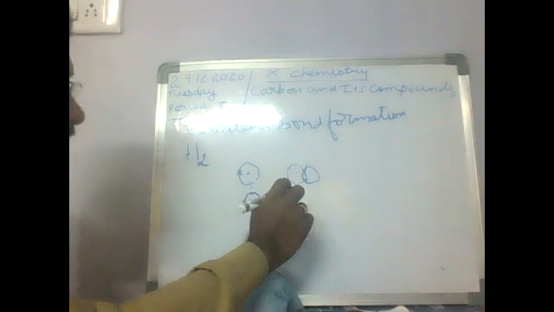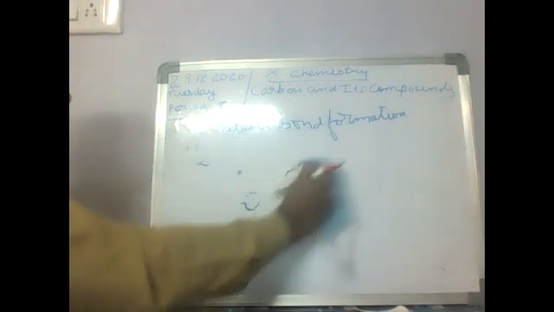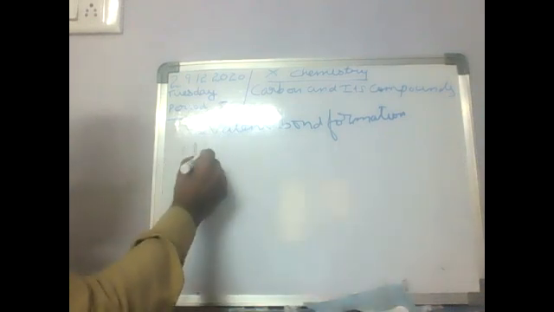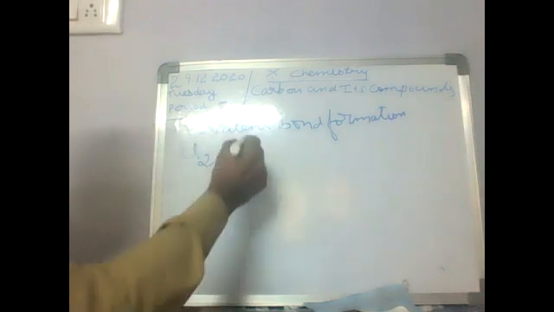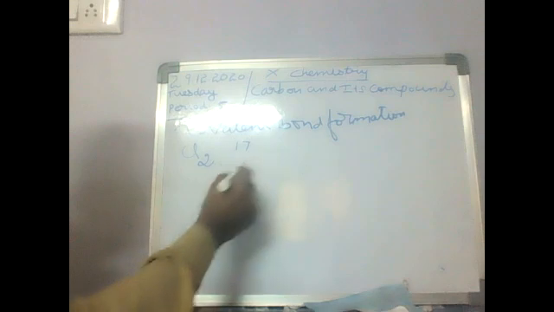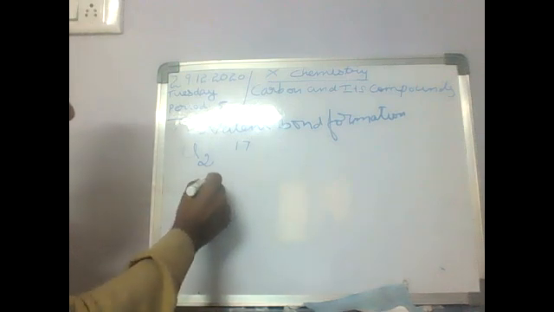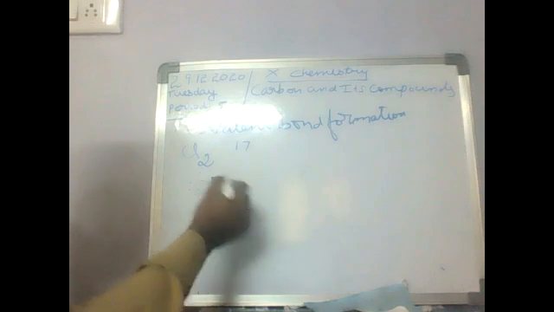Okay, we can say another example also, chlorine. Chlorine, Cl2, is a diatomic molecule. The atomic number of chlorine is 17. What is its electronic configuration? The outermost orbit contains only 7 electrons: 1, 2, 3, 4, 5, 6, 7.